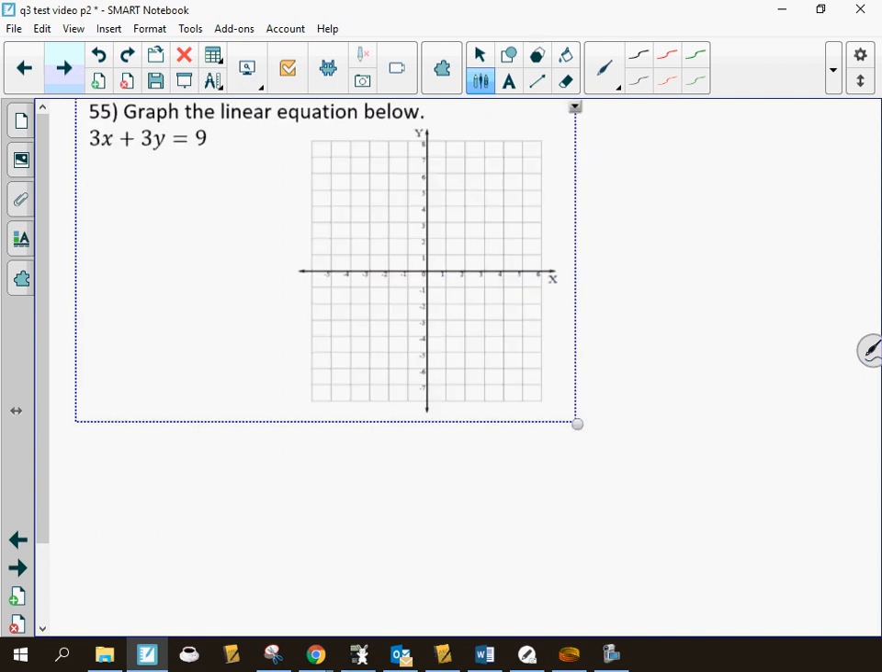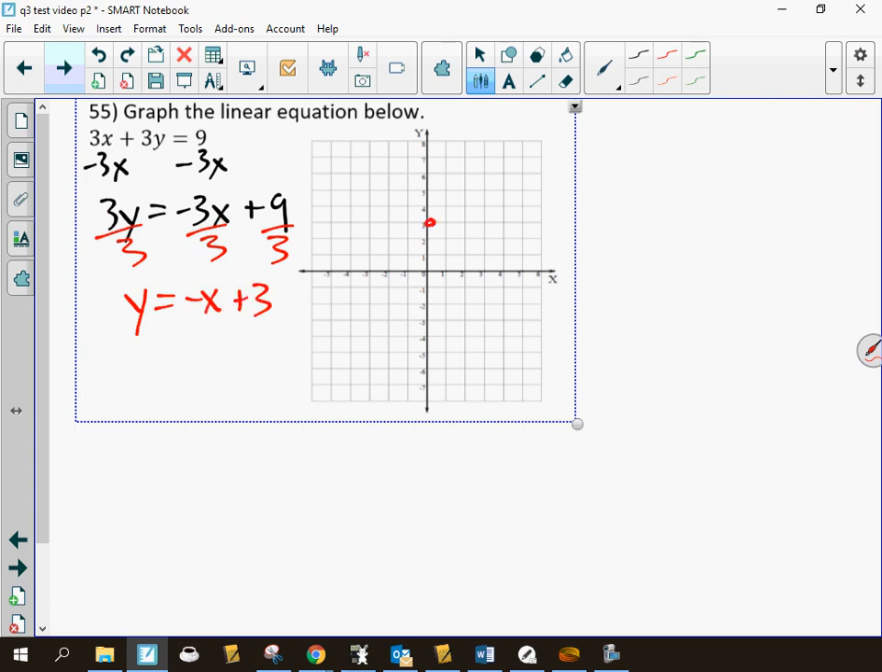Okay, so this one's a little trickier because it's not set for y equals. So I'm going to have to subtract 3x from both sides. I'll get 3y equals -3x plus 9. Then I'm going to have to divide both sides by 3. I'll get y equals -x plus 3. So the slope is -1, and the y-intercept is 3. And so there's our graph.